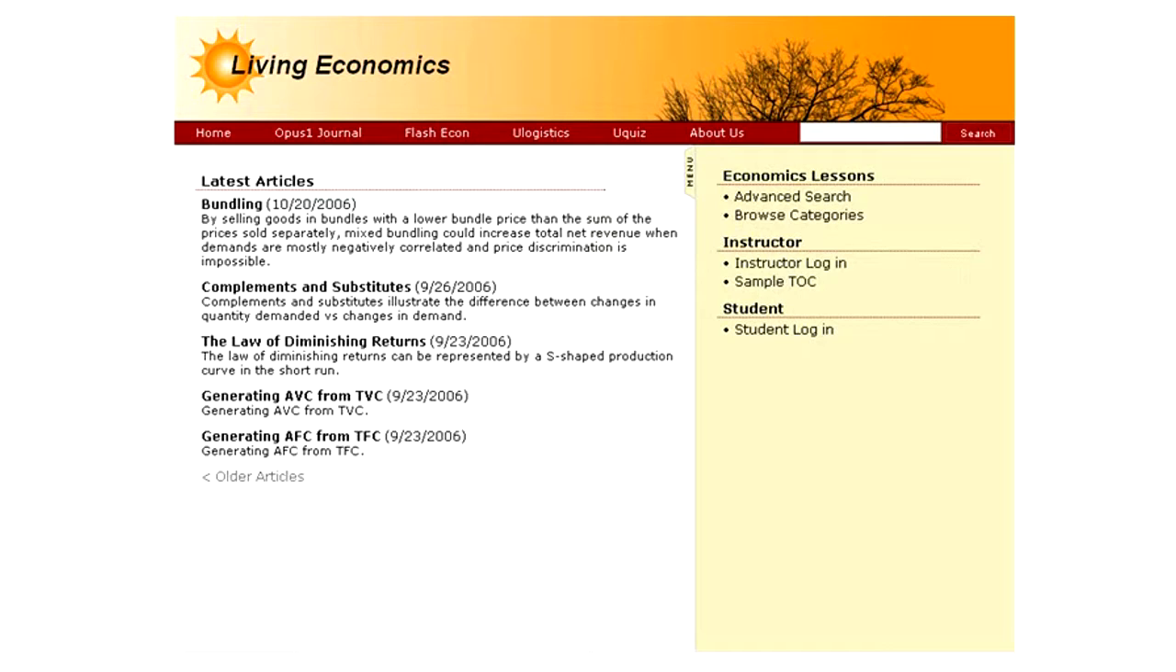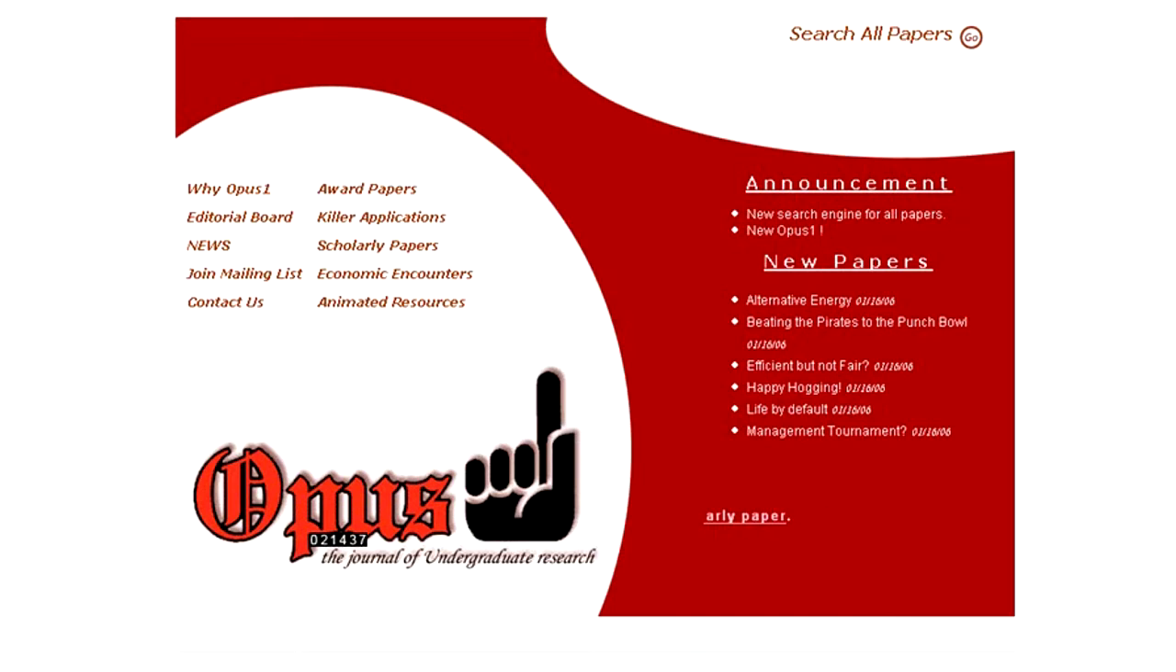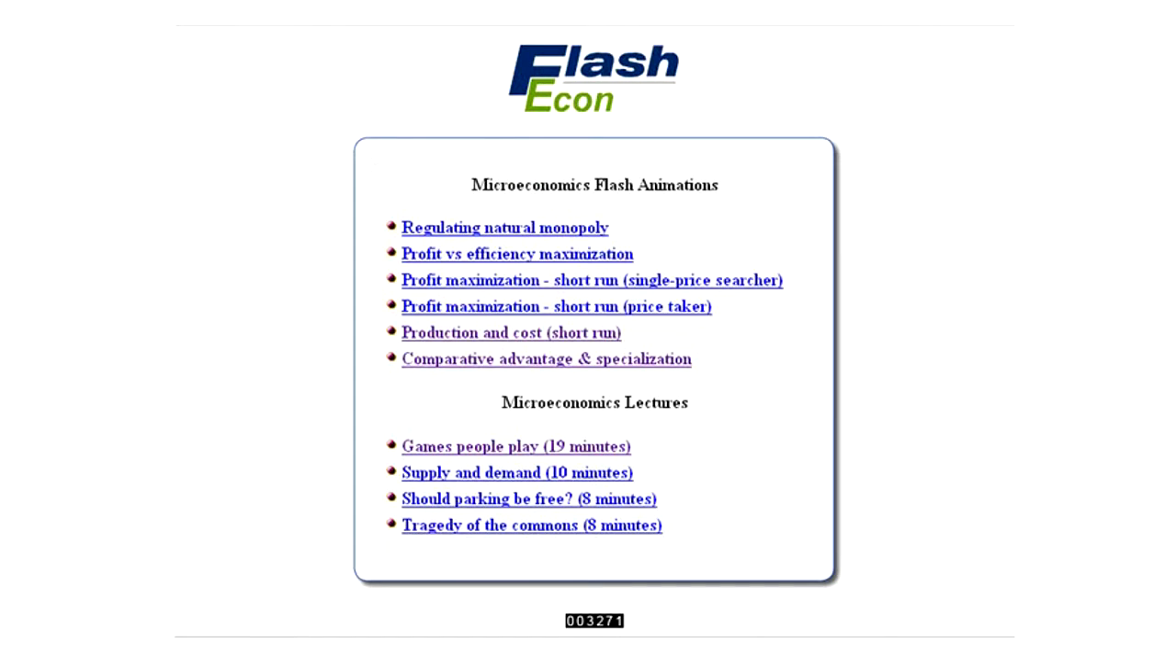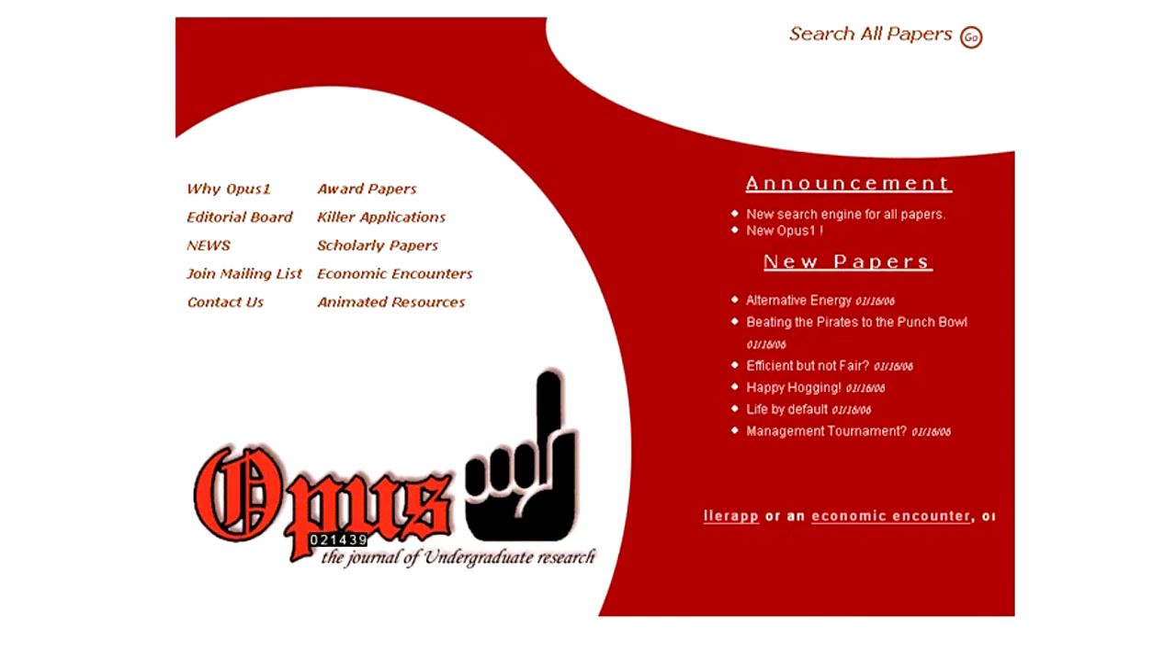Living Economics is a Creative Commons online resource that allows instructors to customize contents of micro principles to suit their teaching styles. Living Economics draws its content resources from two Creative Commons websites, namely the Opus One Journal website and the Flash Econ website.